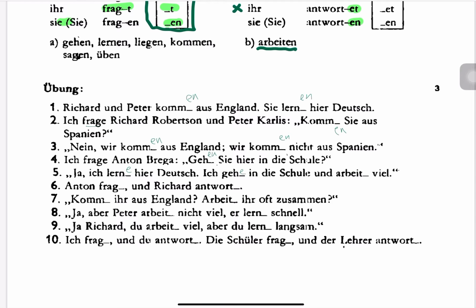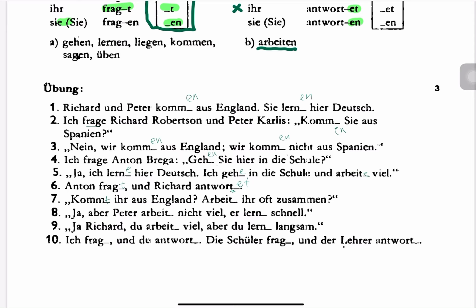Ich gehe in die Schule und arbeite viel. I go to school and work a lot. Anton fragt und Richard antwortet. Anton asks and Richard answers. As you see here, because of antwortet, the root ending is T, we add et. But for fragt, because there is no T, we can just add t.